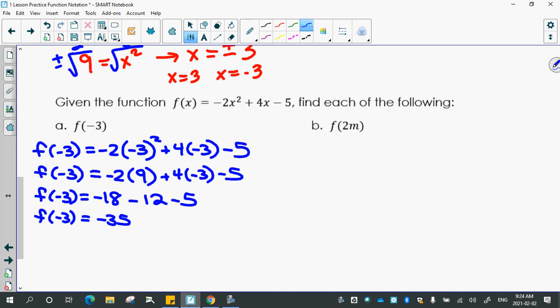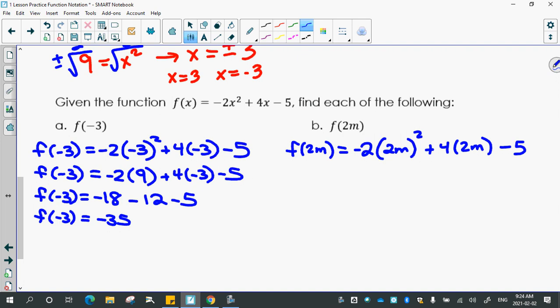All right, now this one's got a little twist because it's not just f at 2, it's f at 2m. So let's see what's different about this one. Okay, so f at 2m is going to be negative 2, replace x with 2m squared plus 4 times 2m minus 5. So that's your first stage. That's just showing you know what function notation means and what it looks like. Okay.